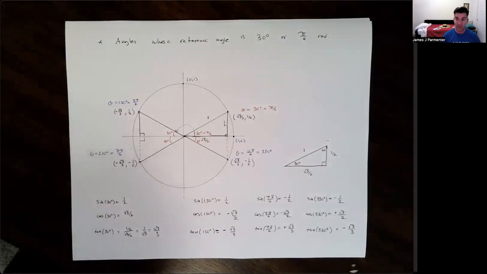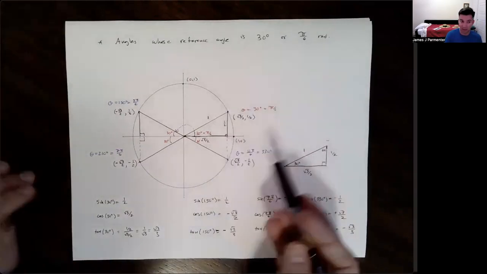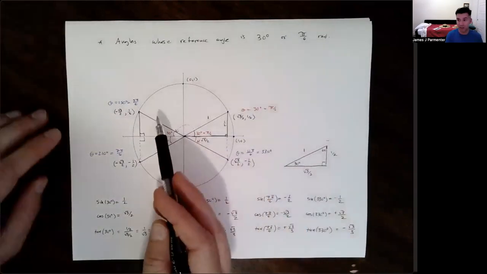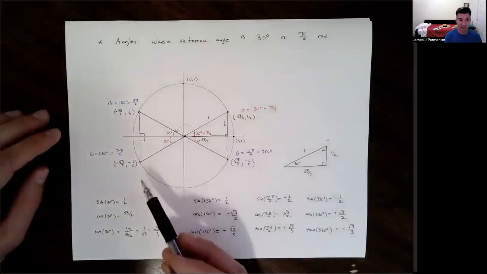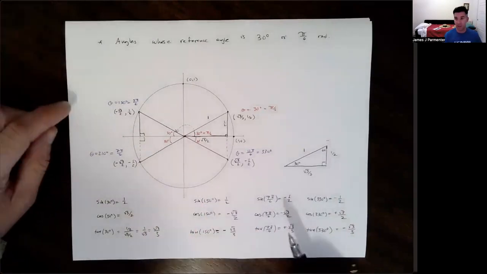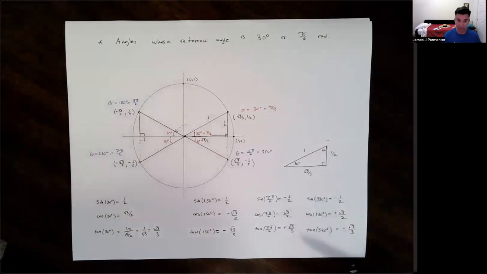So the reference angle is the same, the trig functions have the same value, you just have to determine whether it's positive or negative. And it really ends up depending on what quadrant your angle falls in. First quadrant, everything's positive. Second quadrant, the sine one is positive. Third quadrant, tangent ends up being positive. Fourth quadrant, cosine ends up being positive.